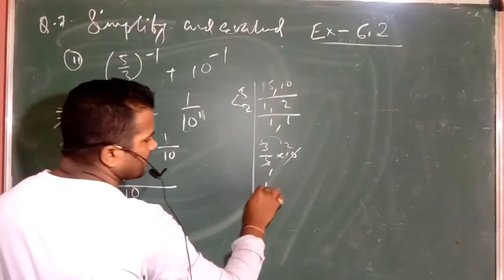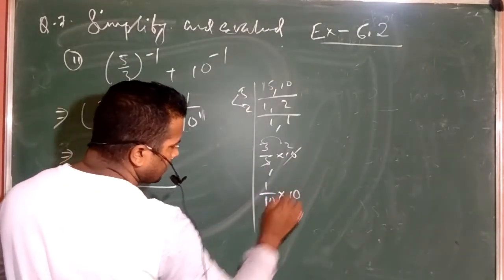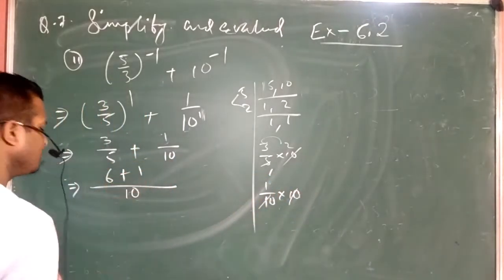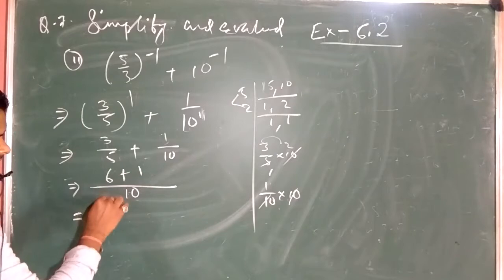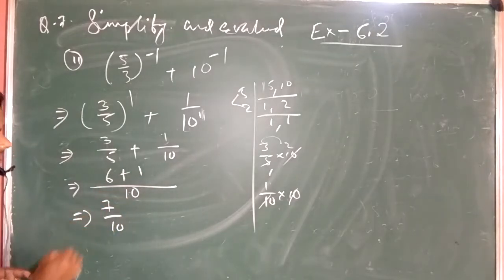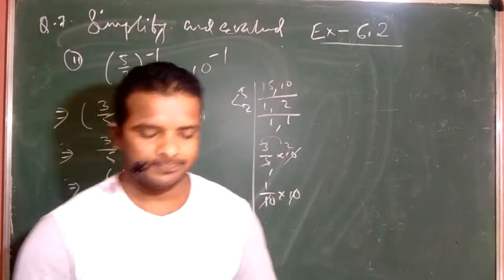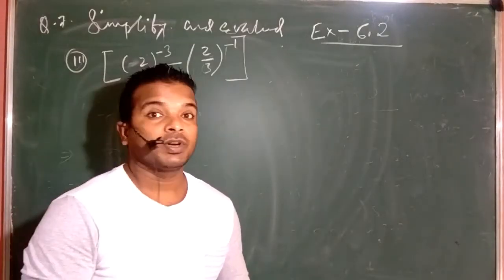1 by 10 into LCM 10. 1 by 10 into 10. That means 10 10 cancel, what? 1. That means how much do we have? 6 plus 1, 7. 7 by 10. This is Roman number 2. Okay? Let's do Roman number 3.